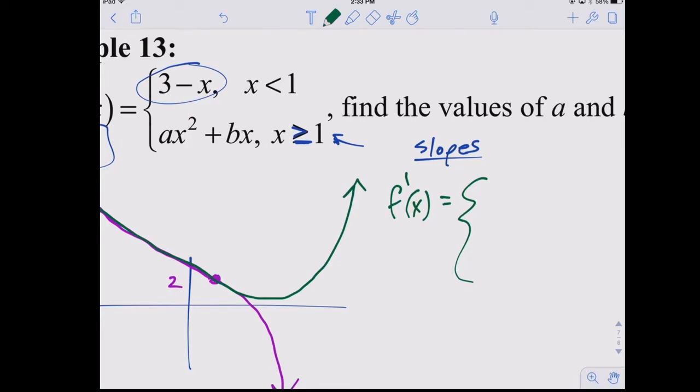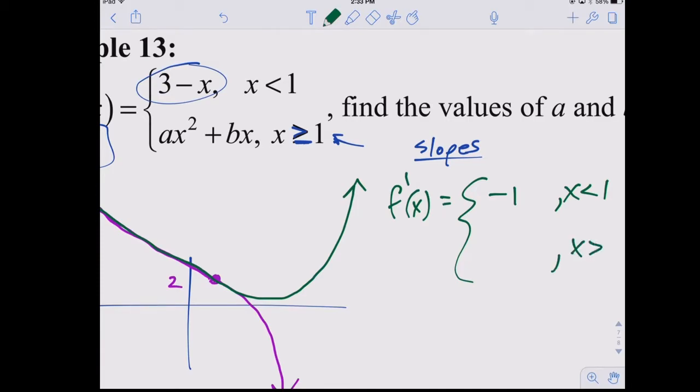And you can do it for a piecewise function. You just have to do the same thing you do for a regular function, but you just do it in pieces. So, to the left of 1, if the function is 3 minus x, what is the derivative of 3 minus x? Negative 1. 0 minus 1. Right? Because 3 minus x is a line with the slope of negative 1 everywhere.